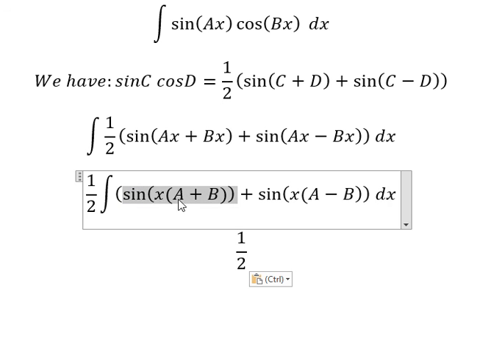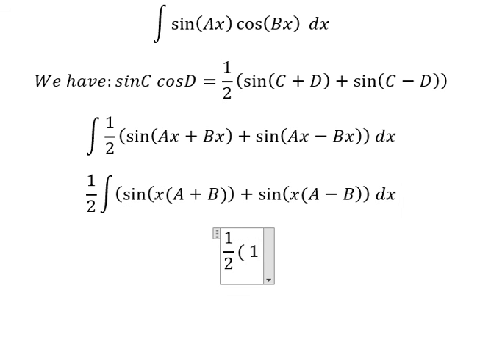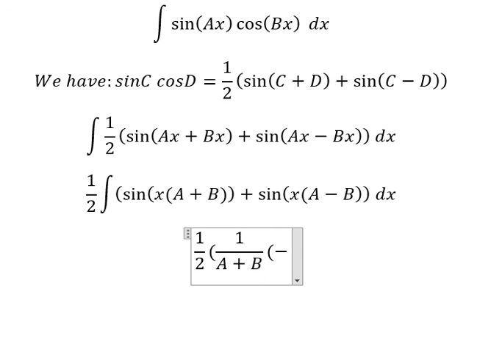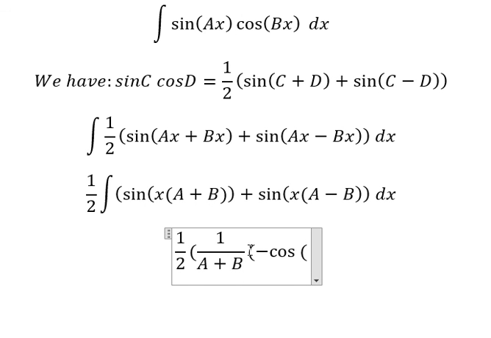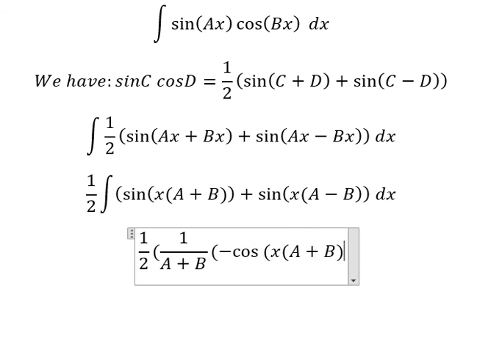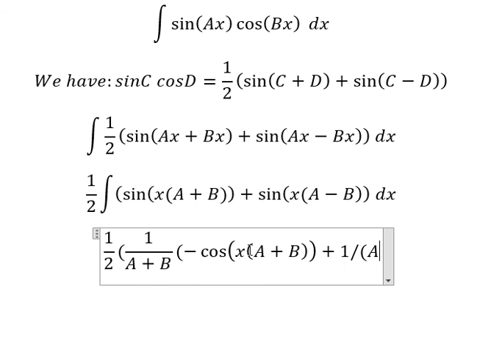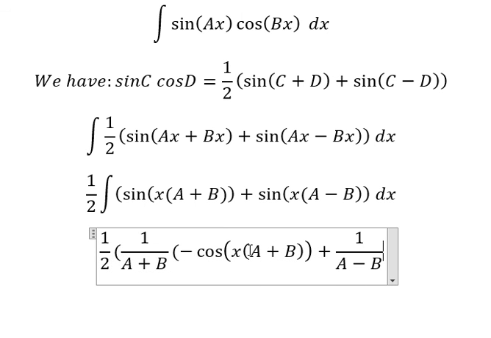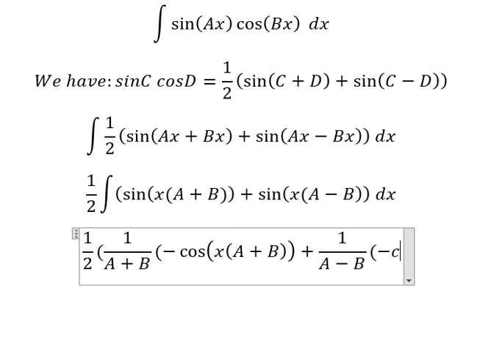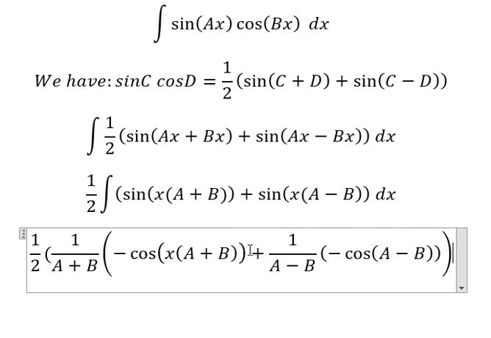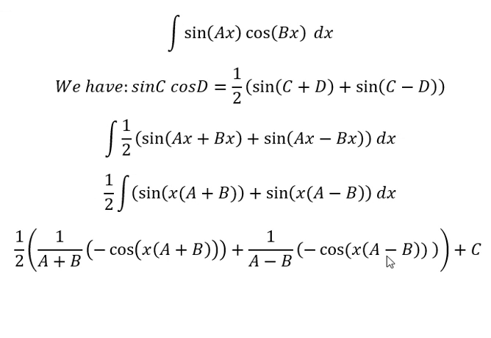The integration of sine of S with A plus B, we will have 1 over A plus B, and then we have negative cosine of S and A plus B in here. And the second one, that's 1 over A minus B, and then we have negative cosine of A minus B. And then that should be like this.